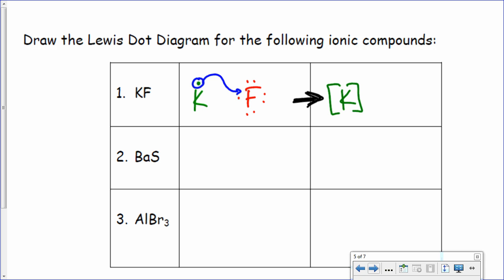K gets brackets and a +1 because it lost 1 electron. And fluorine gets 7 dots that are red, 1 dot that's green because that's the electron that came from potassium. Put brackets around that guy, and I'll get a -1. See how it works? Now we're going to go down to number 3 here.